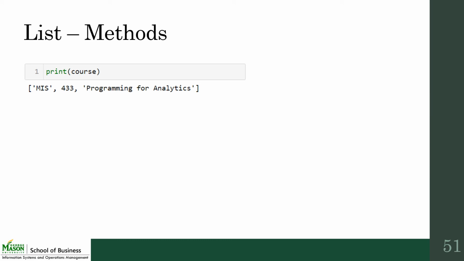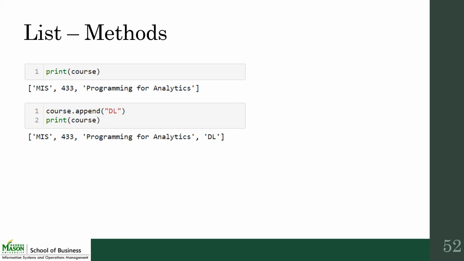Now let's use the course variable that contains 3 elements. We can append a new value to the list by attaching the method to the variable. This is done by calling the variable, then entering a period followed by the method name and a set of parentheses. Inside the parentheses is a new value to add to the list, and in this case it is a string value DL for distance learning. Here's another example of using the count method, where it counts the number of times a particular value appears in the list.